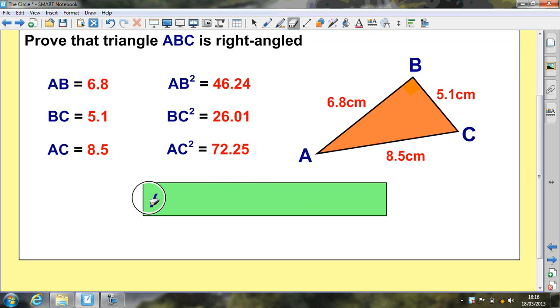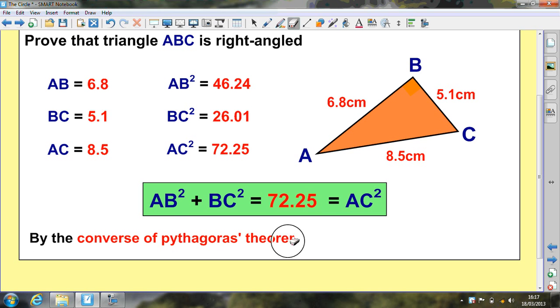We then look to see that AB squared plus BC squared is equal to AC squared of 72.25, and we write it like this. AB squared plus BC squared equals 72.25, which is the same as AC squared. And a restatement, by the converse of Pythagoras' theorem, the triangle is right angled at B, because the AC is your hypotenuse, the longest side.